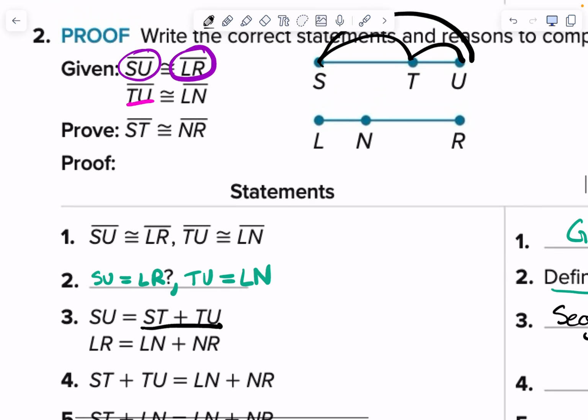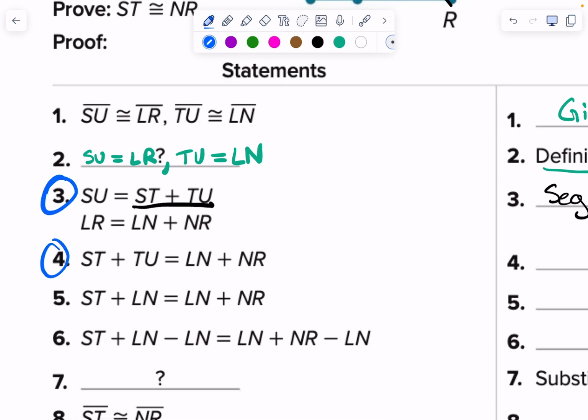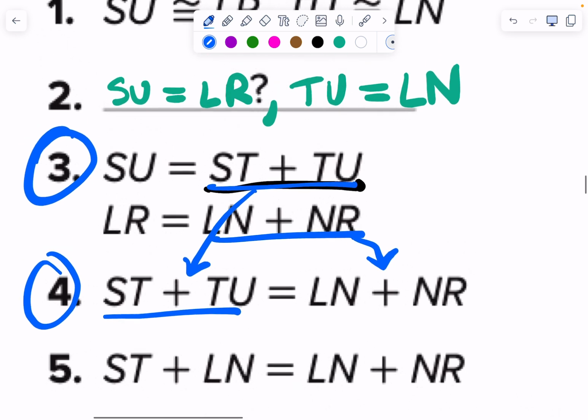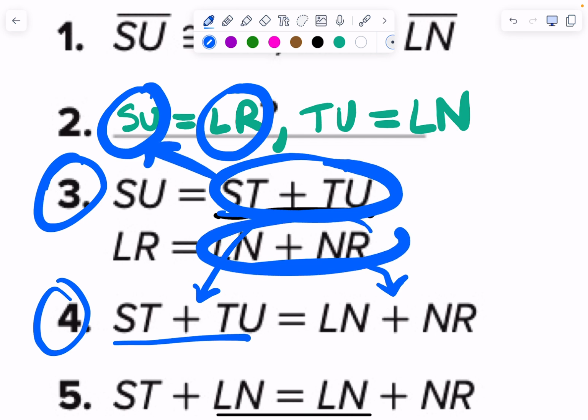Okay. LR is equal to LN plus NR. Does that follow also segment addition? You're adding segments together. Got it? Okay. All right, now, let's go from 3 to 4. How do I get from 3 to 4? In step 3, I see ST plus TU, and they put it here. And LN plus NR, they put it here. How do I know that? Substitution. In the step before it, I said SU equals LR. So I took this guy and put it in for SU, and I took this guy and put it in for LR.